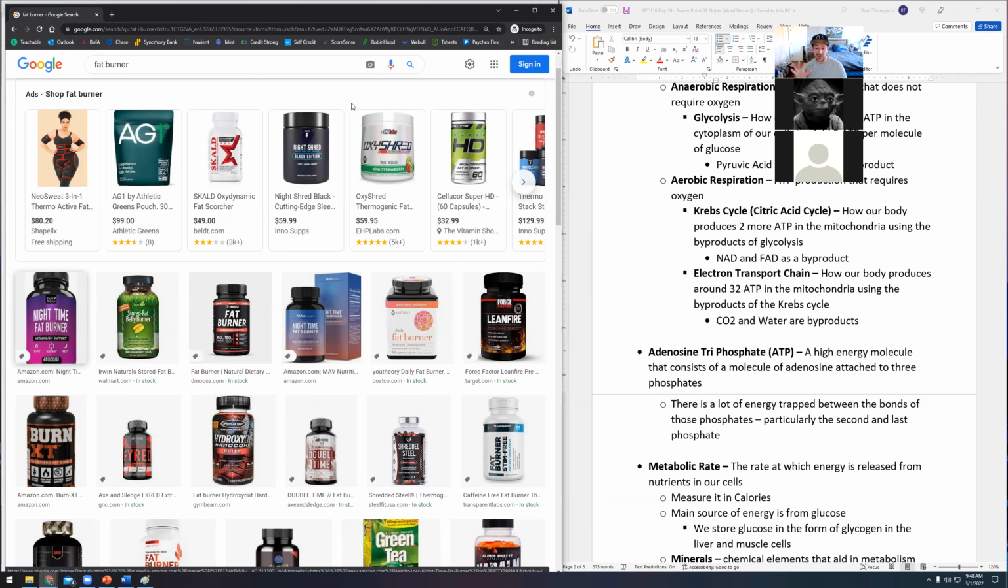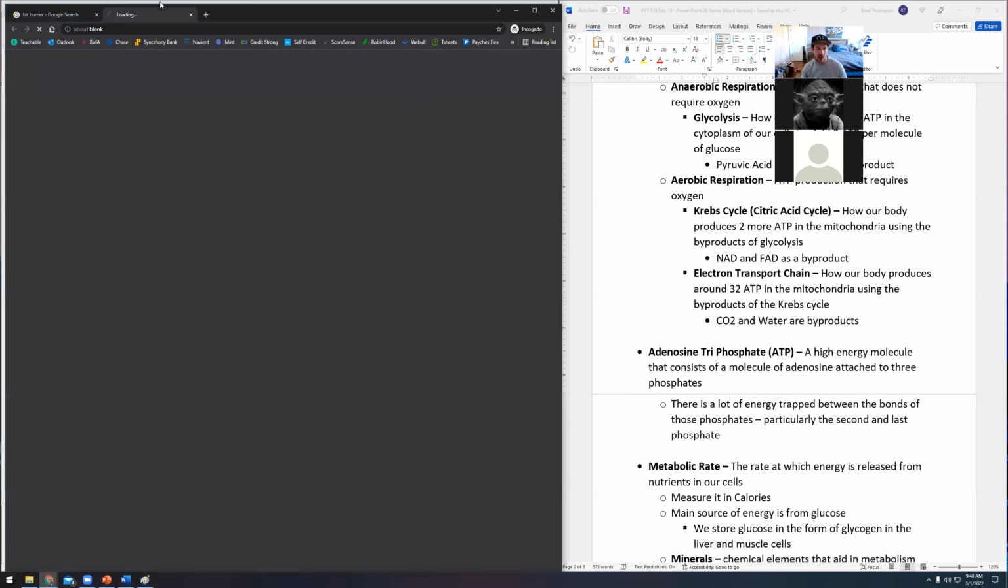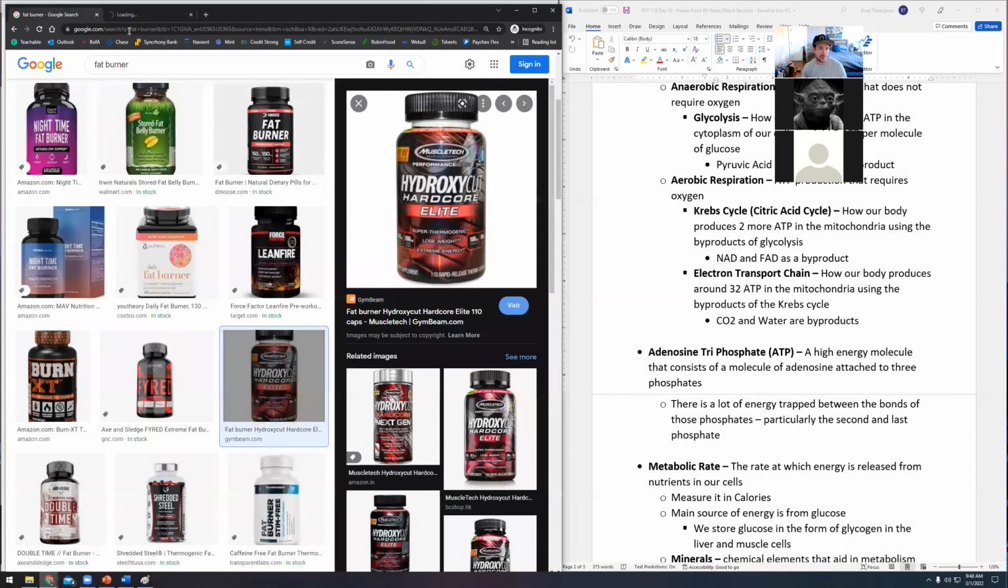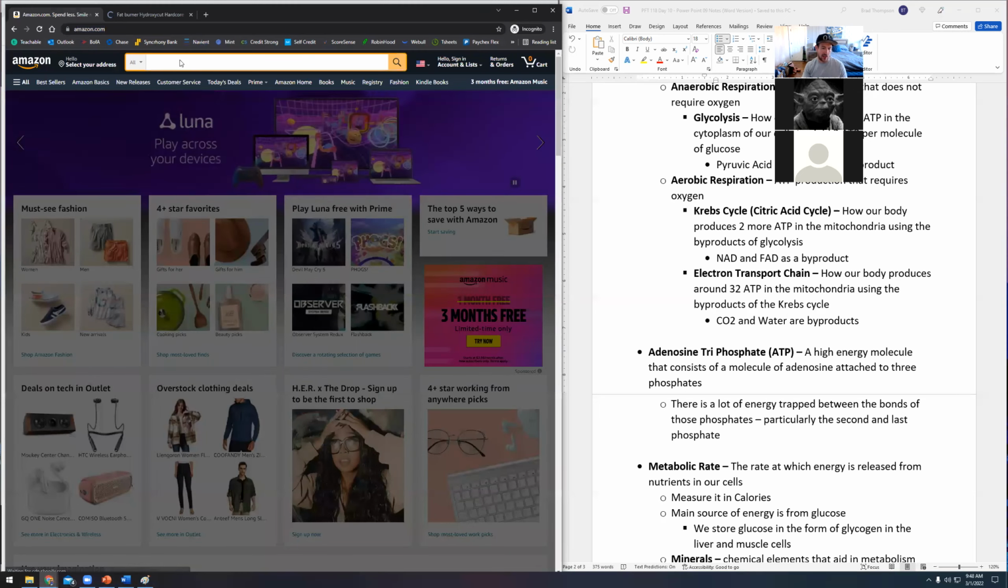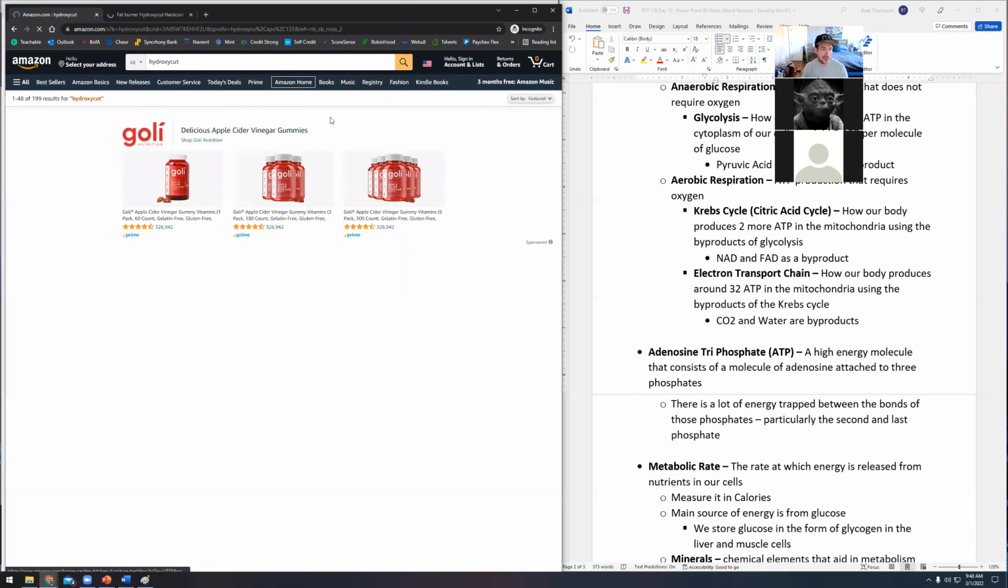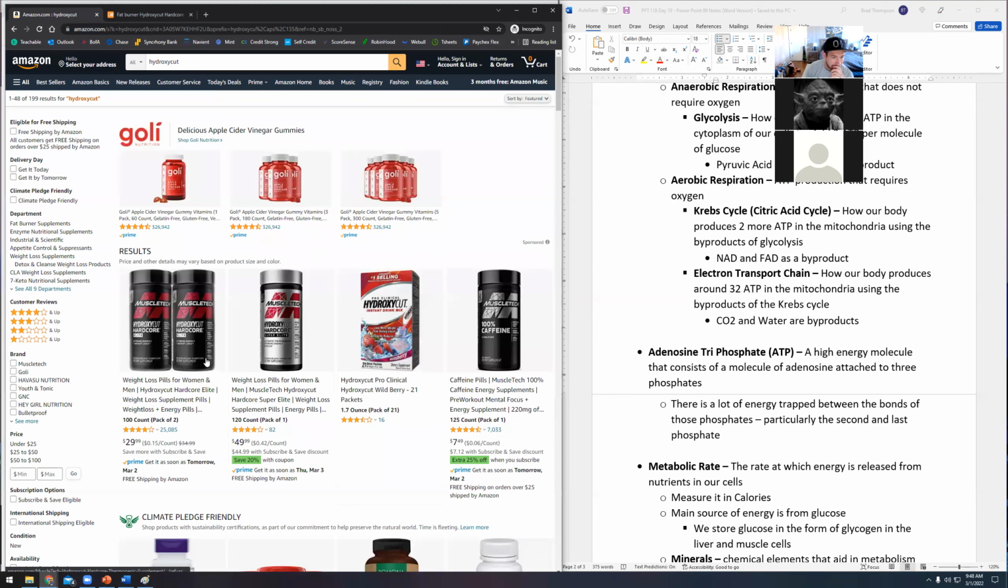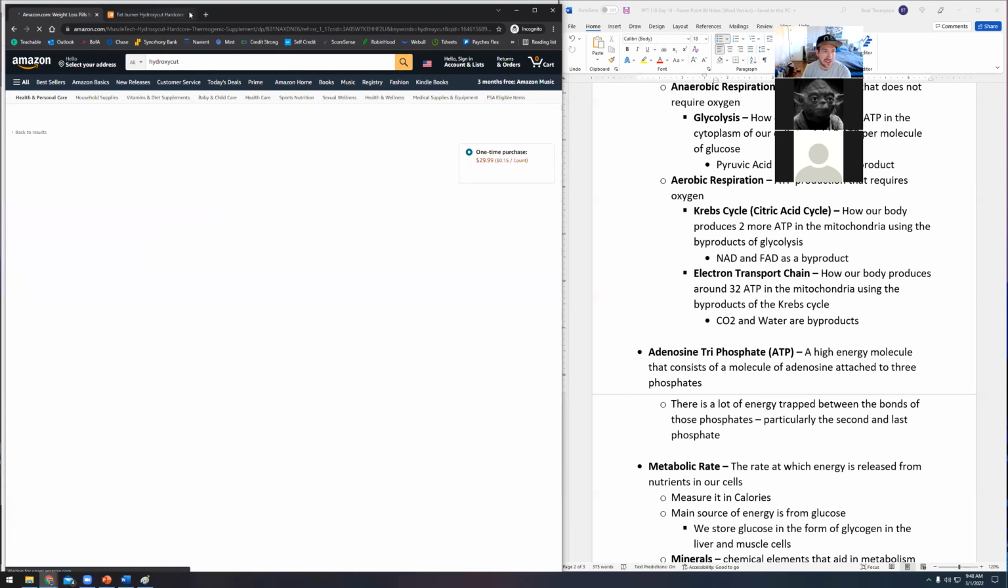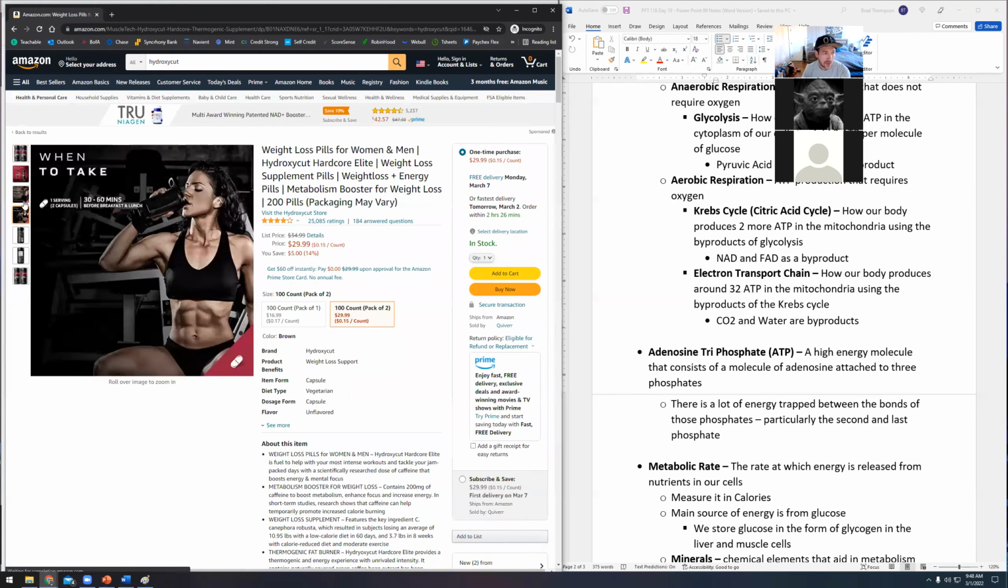Now, it's not saying that some fat burners don't work. Let's take a look at Hydroxycut, which is one of the more famous ones. You know what? I'm just going to go back to Amazon because that worked pretty well. So here's Hydroxycut. This is probably the most famous fat burner on the market.